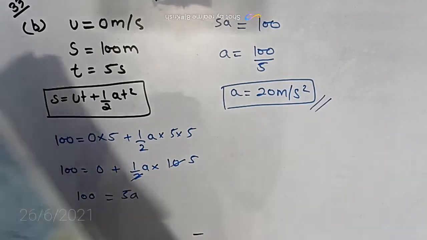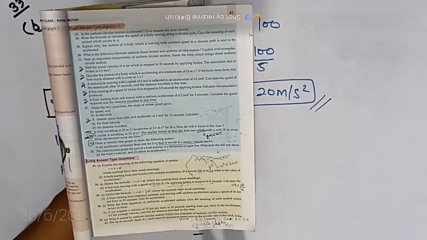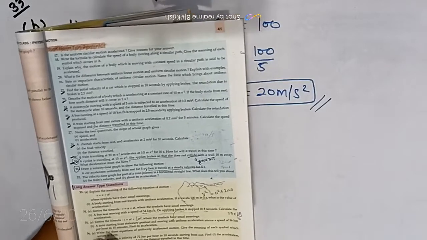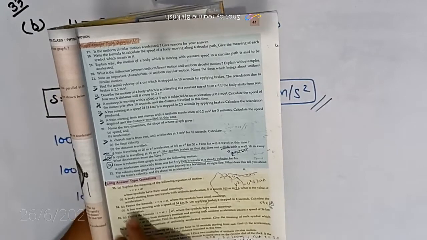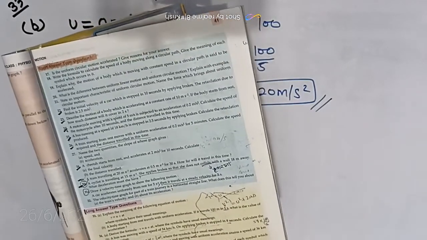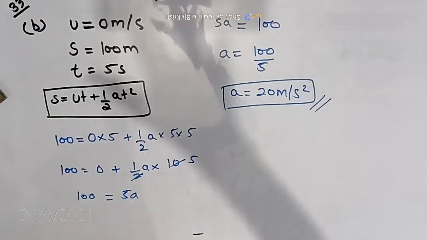So friends, before going to the next numerical, I want to tell you that in question 33 there are a and b parts. We are discussing only the numerical parts of all questions. So we are not discussing this a part because they are asking for theoretical theorems. We are only discussing the numericals in all these questions. So now let's move to question number 34b.